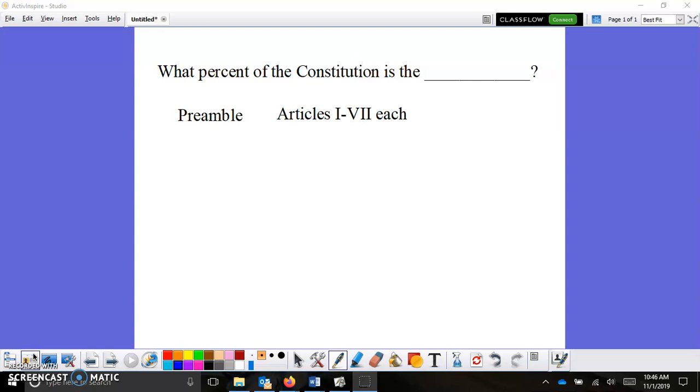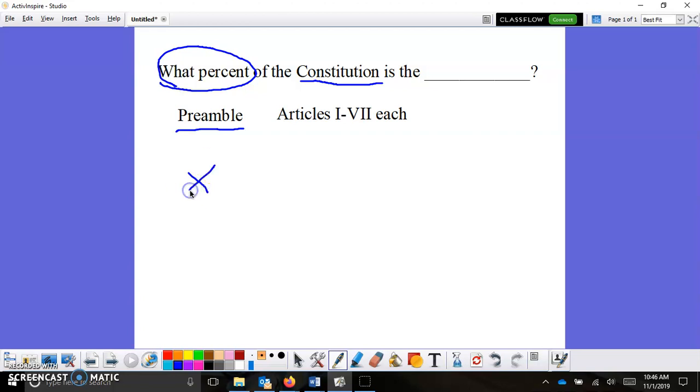So what percent of the Constitution is the blank? Let's use preamble as the example. What percent of the Constitution is the preamble? You have to look at the key words in what's going on. First, you have to figure out the variable. We know that the Constitution is 4,445 words. We know that the preamble is 52 words. So those are not our variables. The variable is the what percent. So we have to figure out the percentage.